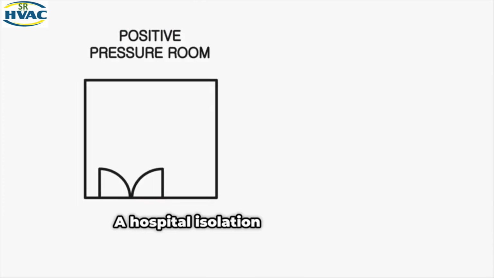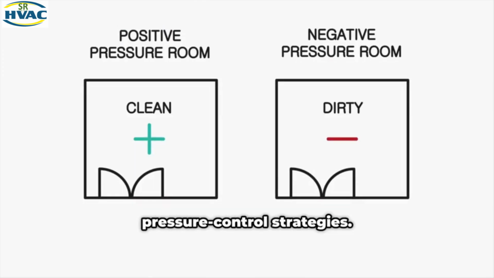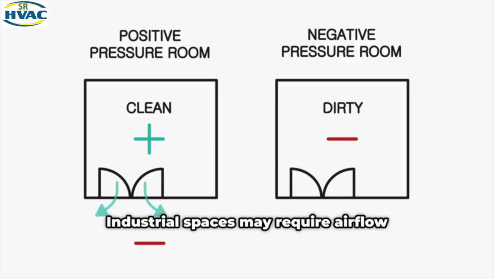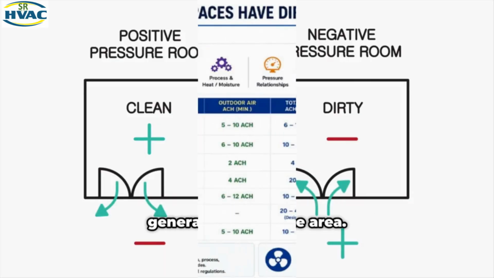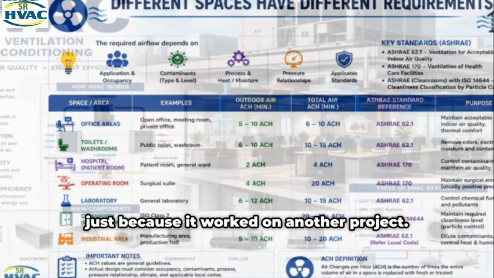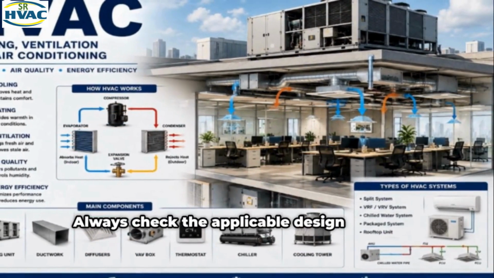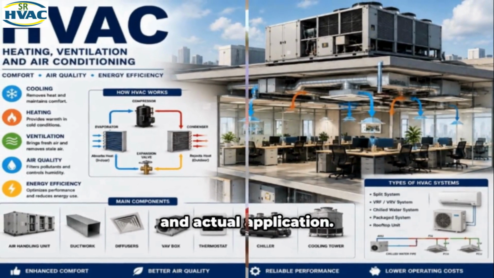A hospital isolation space may also require specific airflow and pressure control strategies. Industrial spaces may require airflow based on the contaminants or processes generated inside the area. So never select an ACH value randomly just because it worked on another project. Always check the applicable design standard, code, project specification, and actual application.